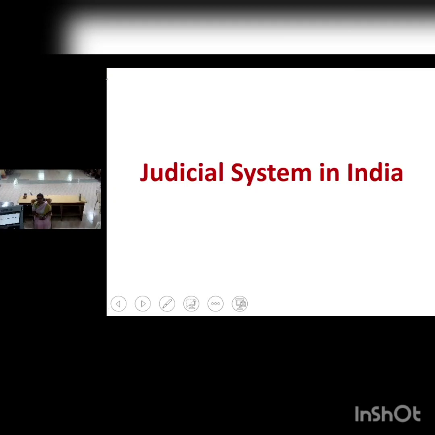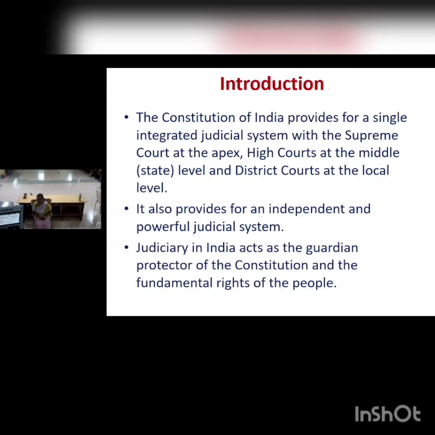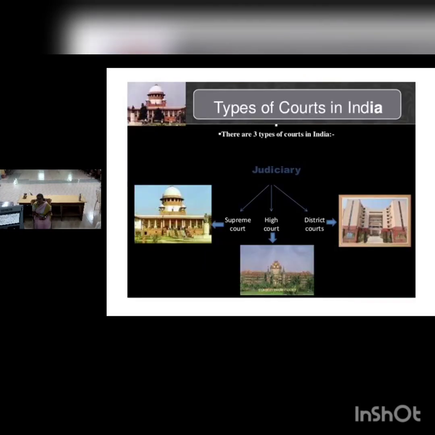Judicial system in India. The Constitution of India provides for a single integrated judicial system with the Supreme Court at the apex, High Courts at the middle level, and district courts at the local level. It also provides for an independent and powerful judicial system. Judiciary in India acts as the guardian and protector of the Constitution and the fundamental rights of the people.